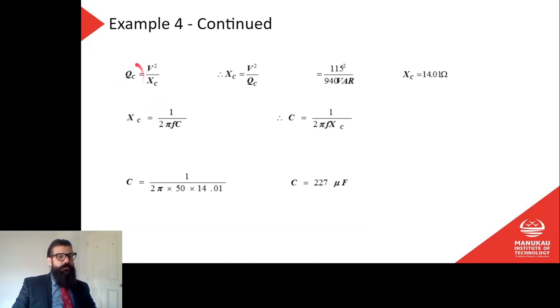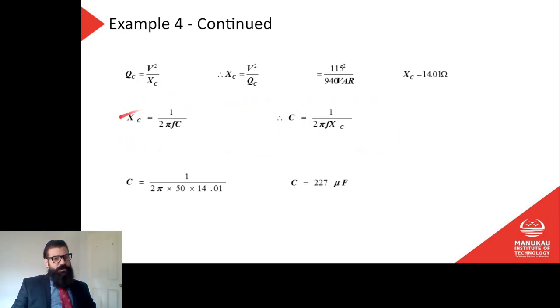So our capacitive reactive power is going to be V squared divided by XC. To make that about XC, because that's what I need to work out, I know what my QC is. That was for 940 VAR, and I know what my voltage is, it's 115. I can keep that 115, I don't have to work out the voltage across the capacitor because I'm putting it in parallel. So XC will equal V squared over Q, which will give me a value of 14.01 ohms.